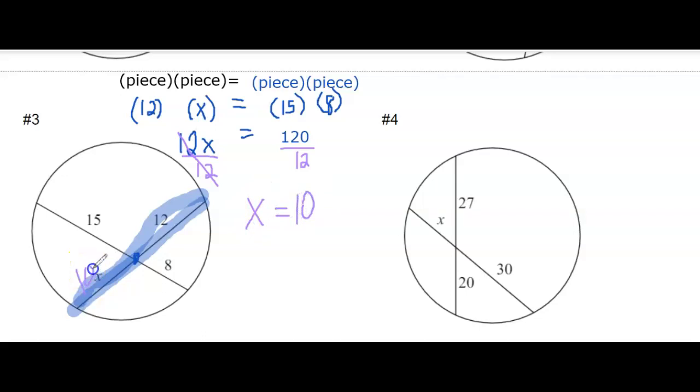So I'll put my 10 here. So 10 times 12 is 120. 15 times 8 is 120. So the products are congruent. Very good. Try number 4.